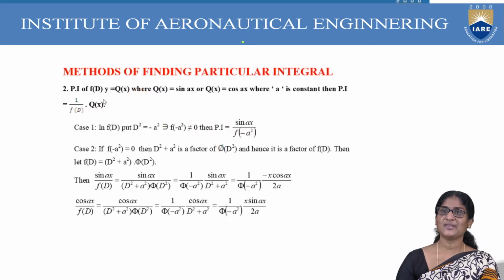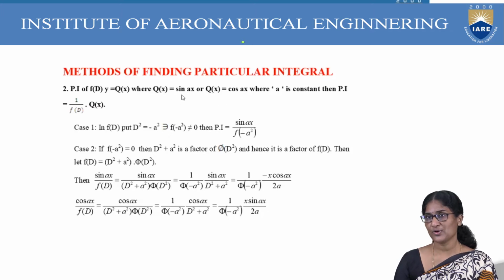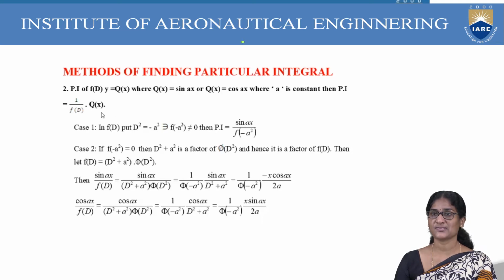Now, in this method, we find the particular integral when q of x is equal to sin ax or cos ax. This method is used for only these two types of trigonometrical functions. If the trigonometrical function is secant or tan, or cosecant or cot, this method cannot be used. This method is used to find the particular integral for sine and cos only. I'll take one example to show.